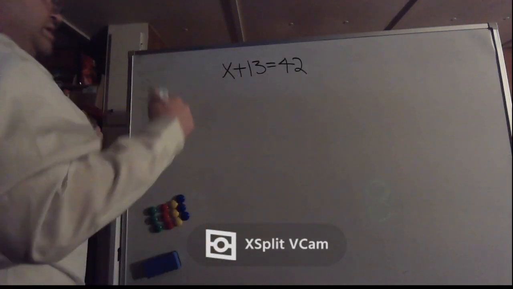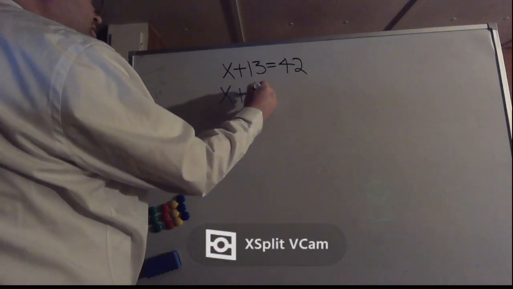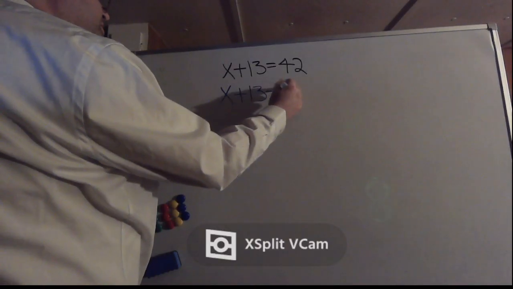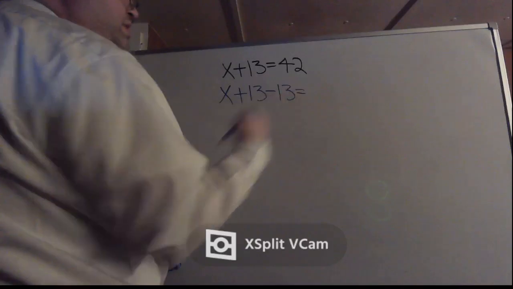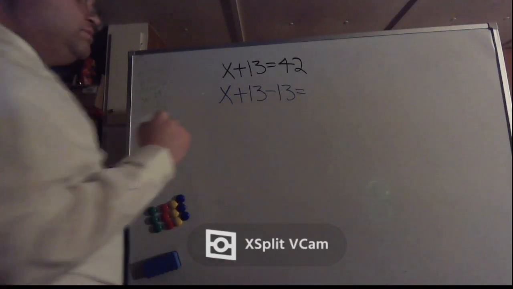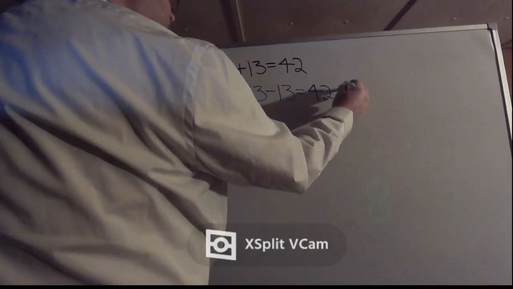So you'll do x plus 13, then you'll do minus 13 is equal to, so remember, what you do to one side of the equation you have to do to the other to make it equal. So you'll have 42 minus 13.